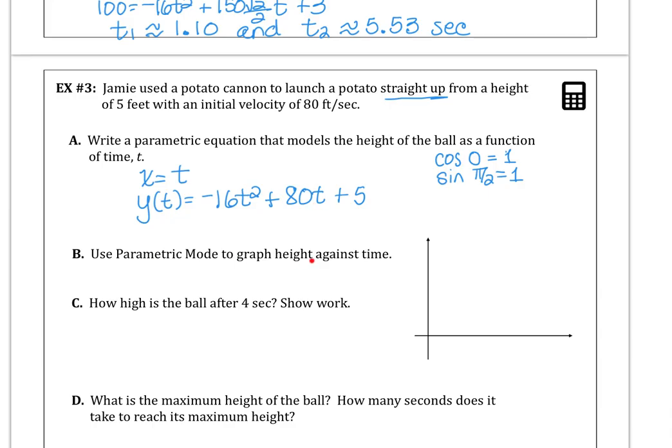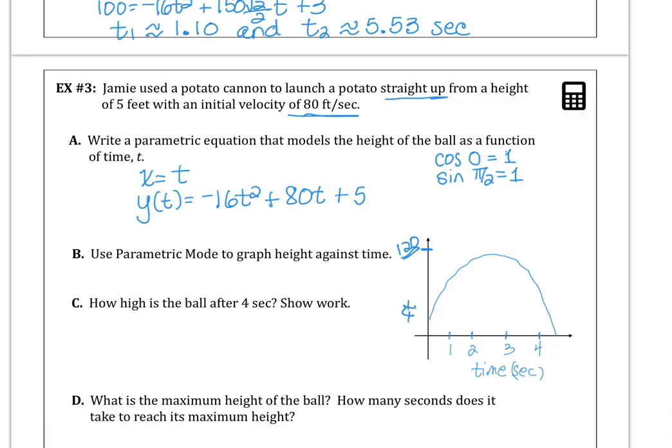Now let's use parametric mode to graph the height against the time. So go grab your calculator and give that a shot while I sketch the picture on the grid at the right. I made my x-axis be in terms of time in seconds. I set my window on the height to be in feet, and I went up to 120 since we knew we were at 80 feet per second. It had to go up pretty high.